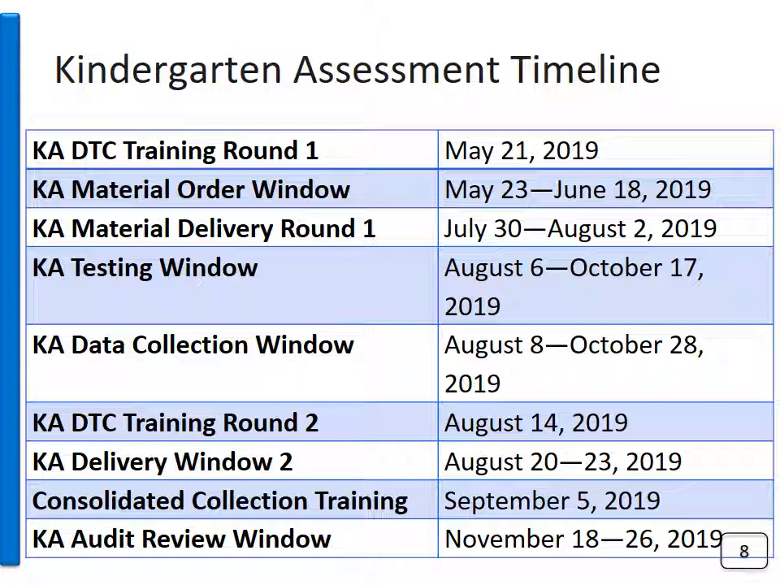The second round of training takes place August 14th, 2019, and the second delivery window is between August 20th and the 23rd. There is only one consolidated collection training this year, and that will take place on September 5th. And then the audit review window is between November 18th and the 26th.